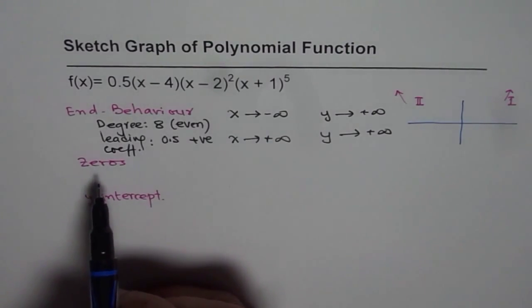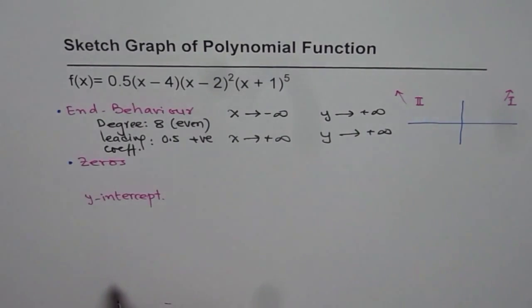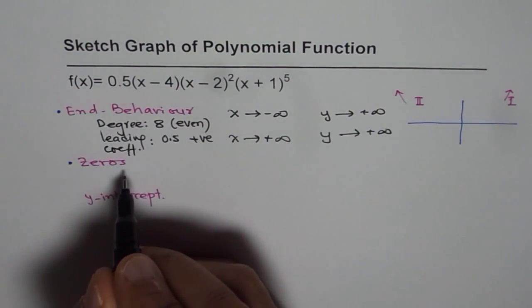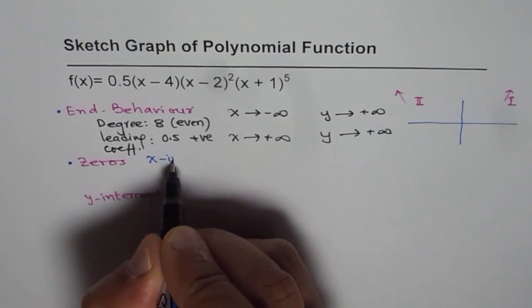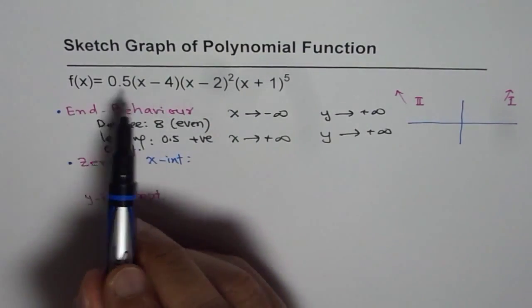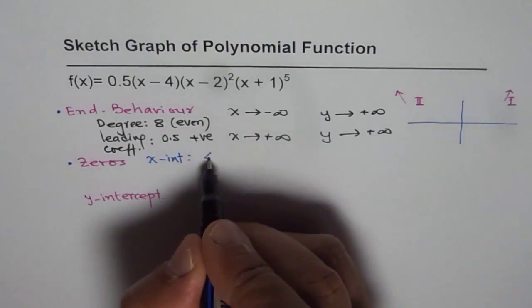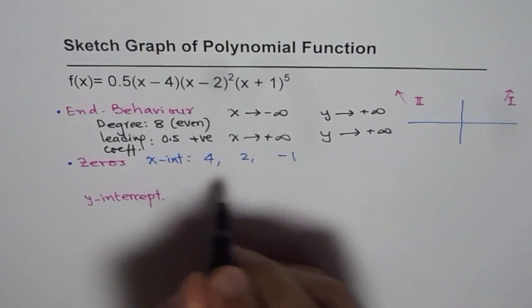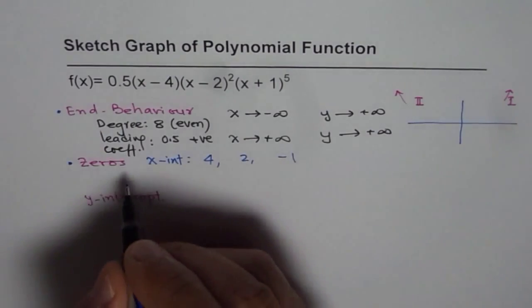Now, the next aspect which we need to look into is zeros. So we have already understood the end behavior. Now let's try to analyze zeros. As you know, zeros have two aspects. One is the x-intercepts. So what are the x-intercepts? The x-intercepts are at the points where this function will be 0. So the first one is at 4, this one will be at 2, and this one is at minus 1. So we have 3 x-intercepts for us, and zeros means we also have to look into their order.